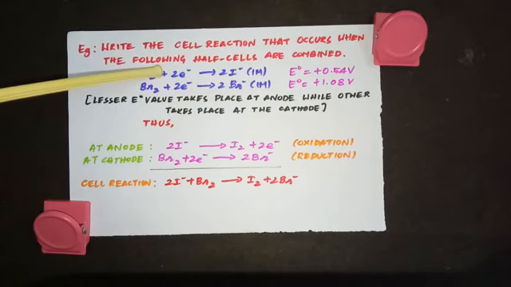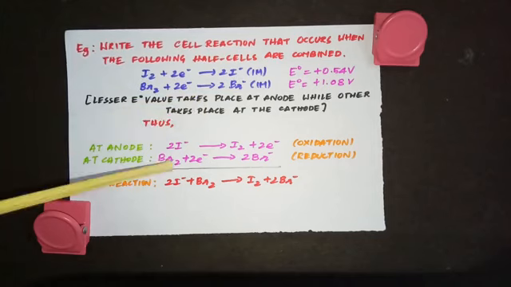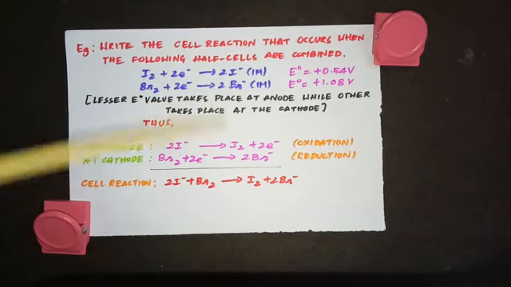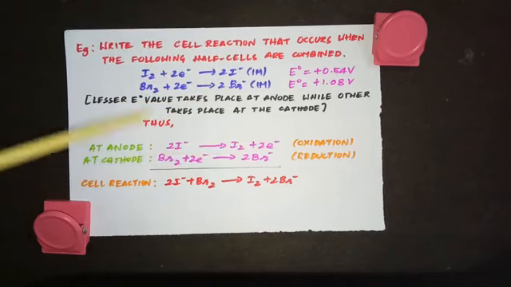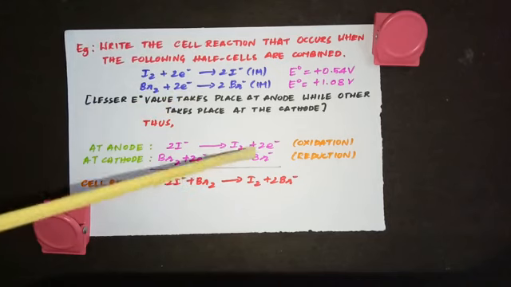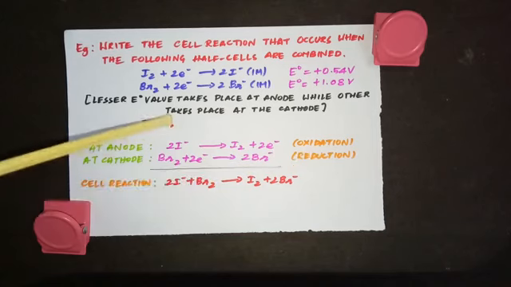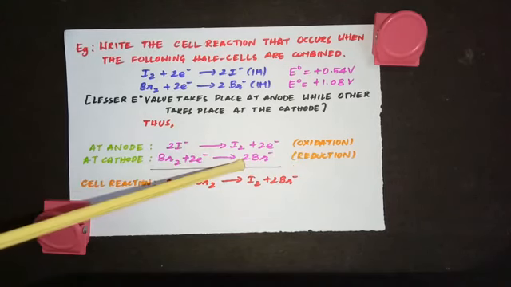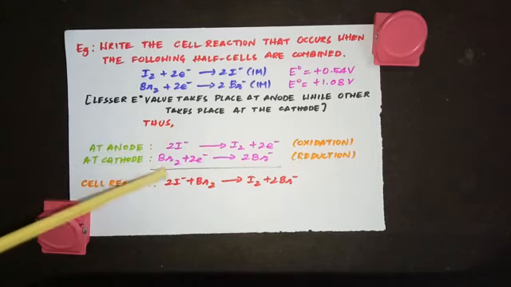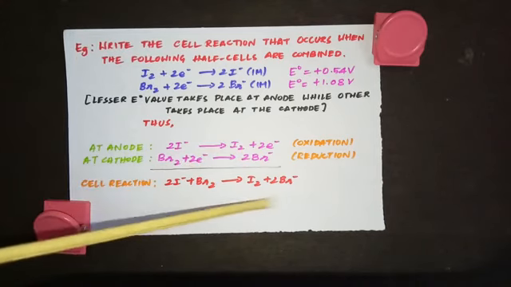But at the anode, what reaction occurs? Oxidation. So the reverse of this reaction will occur at the anode and this reaction will occur at the cathode. 2I minus giving you I2 plus 2 electrons, oxidation occurring at the anode. And here Br2 plus 2 electrons, this is accepting electrons, so this is reduction, giving you 2 Br minus, happening at the cathode. Now the overall reaction: 2 electrons and 2 electrons cancelling, 2I minus plus Br2 giving you I2 plus 2 Br minus. So this is the cell reaction.